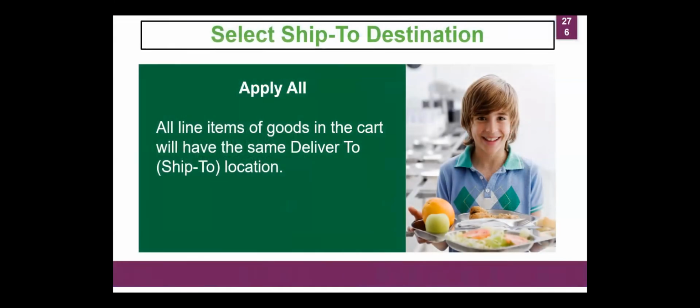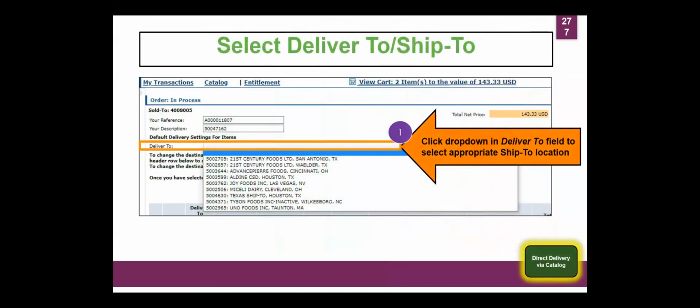So as we were talking about, we want to have all these items shipped to the same destination that we're working on. It just makes it easier. So all of these items we're gathering today in this requisition, we're going to ship them to the same location. So we're going to do apply all. I'll show you how to do that.